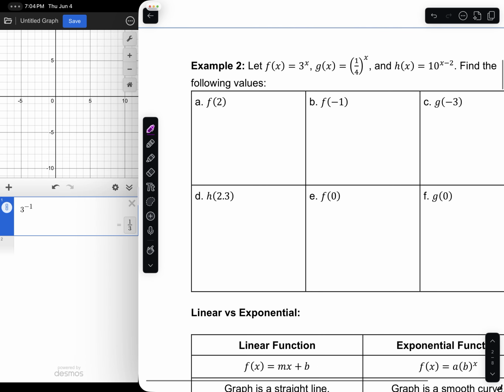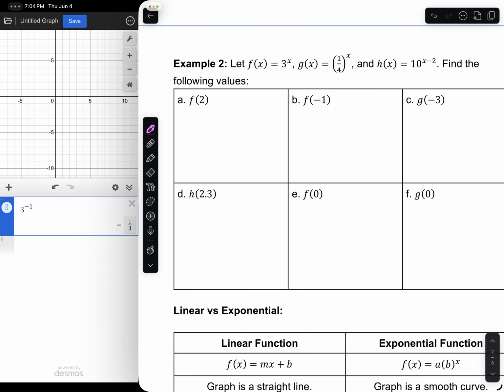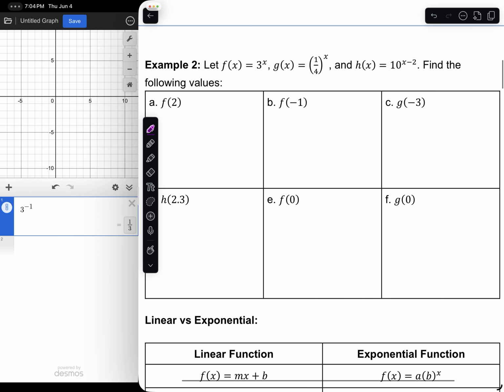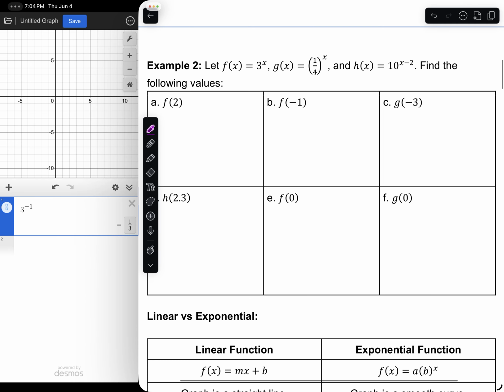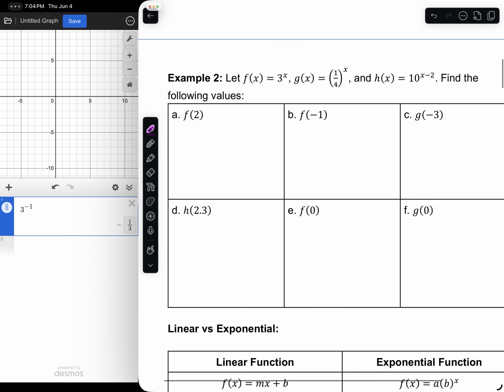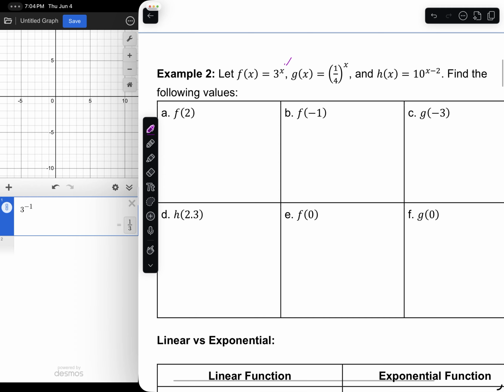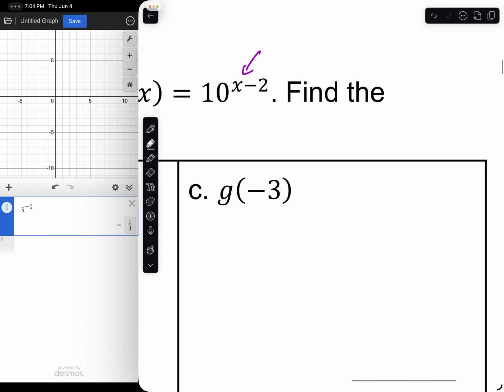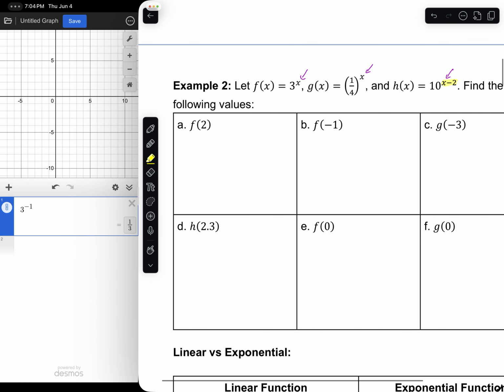Now we're going to do some examples here. Let f of x equal 3 to the x, g of x equal 1/4 to the x, and h of x equal 10 to the x minus 2. Notice these are all exponentials because the x is in the exponent. In this exponent, we even have more stuff: not just x, but x minus 2 as our entire exponent. But still, x is in there.